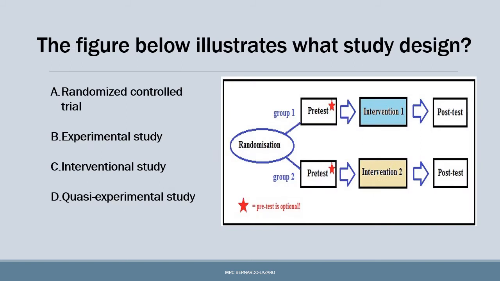The figure illustrates what study. Is it a randomized controlled trial? Is it an experimental study, an interventional study, or a quasi-experimental study? While this is an experimental study or an interventional study, if you want to be more particular, the best answer would be a randomized controlled trial. As you see in the illustration, there was randomization. So the correct answer is A.